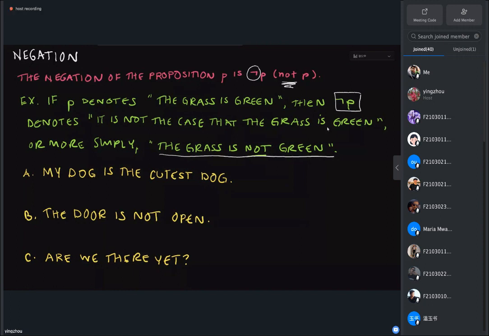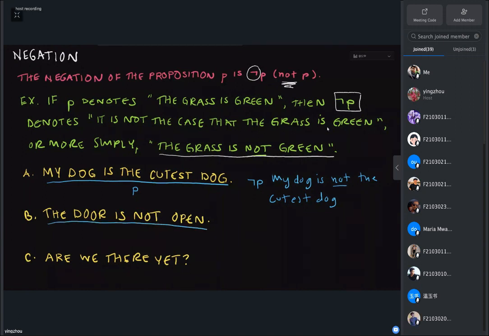So the first one says, my dog is the cutest dog, which this is a true proposition, by the way. So my dog is the cutest dog is my proposition P. If I want to write not P, then it would be my dog is not the cutest dog. So that is not P. Again, we could say it is not the case that my dog is the cutest dog, but it's easier to write it the way we would normally say it in the English language.